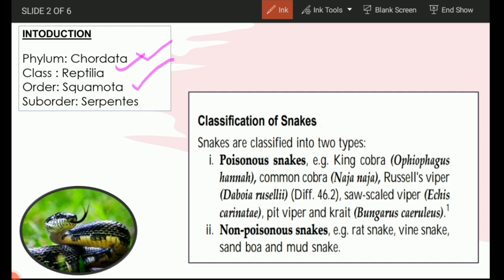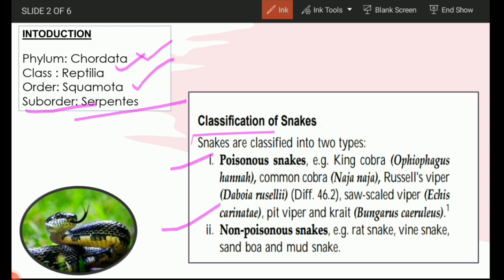Then they belong to order Squamata, and the suborder is Serpentis. Now, to have a look at the basic classification of snakes, we have the poisonous and the non-poisonous snakes, and this whole lecture will revolve around them. I will teach you to identify how you can figure out whether the snake is poisonous or non-poisonous.